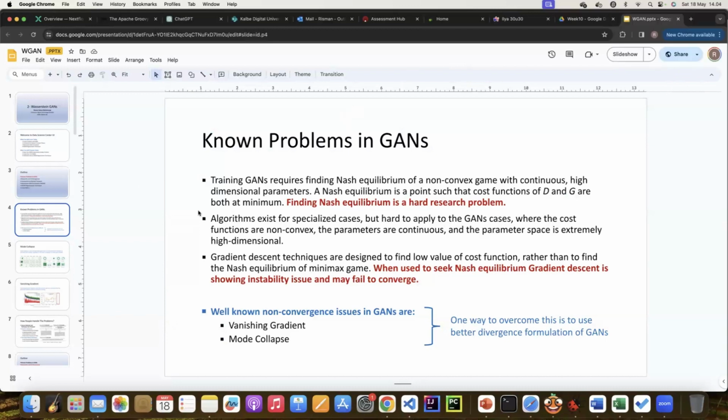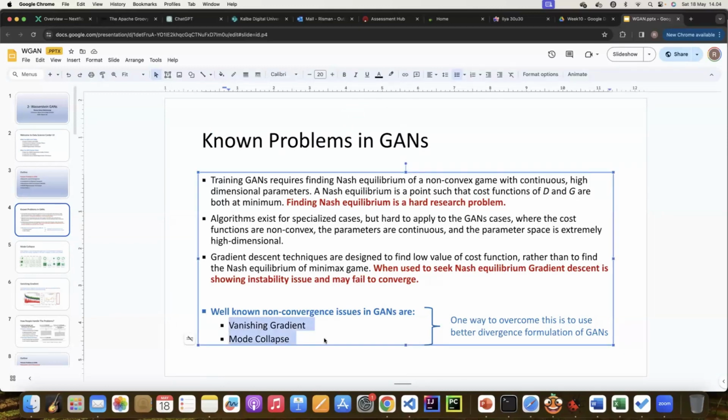So GANs have a very known problem: vanishing gradient and mode collapse. Even if you use non-saturating GAN, when you change the objective from minimizing and maximizing to max stochastic gradient descent, you still commonly find these two problems.